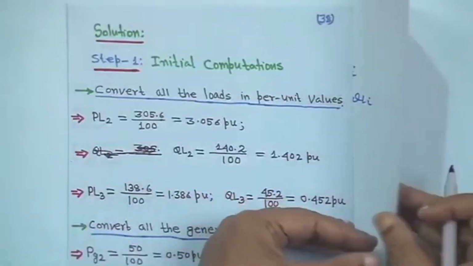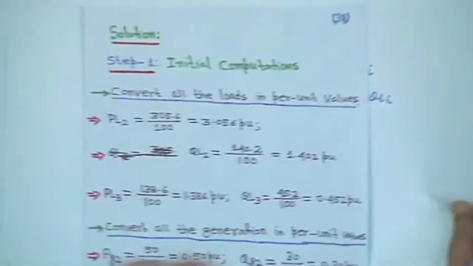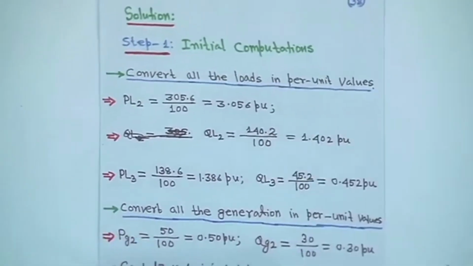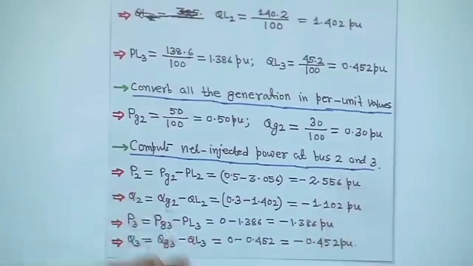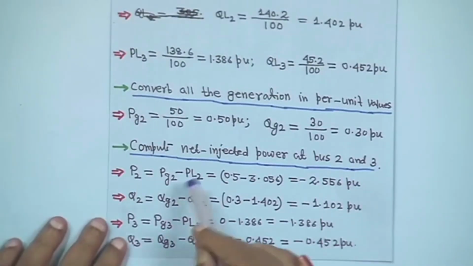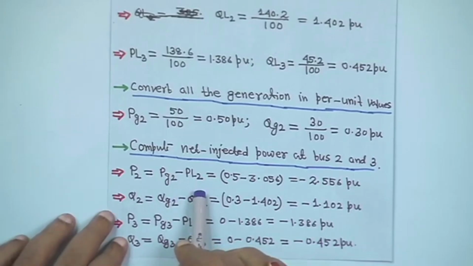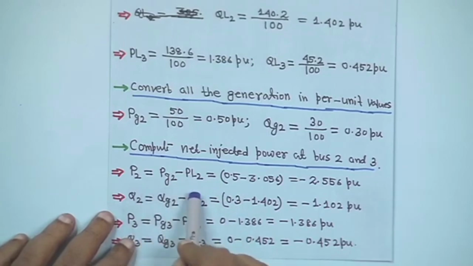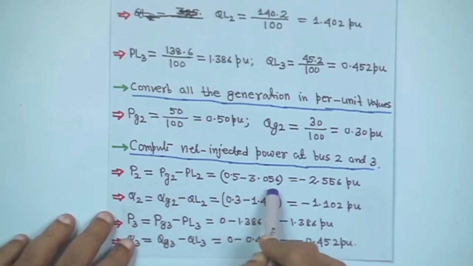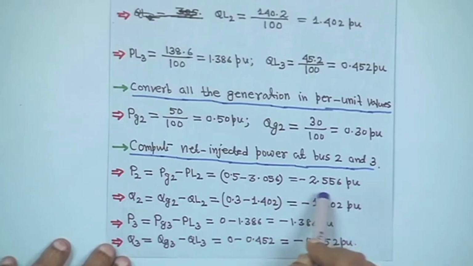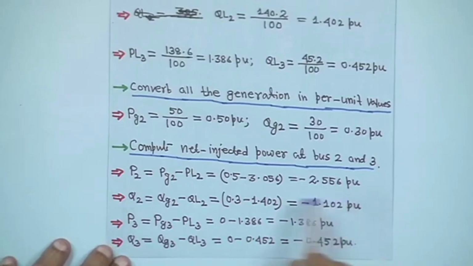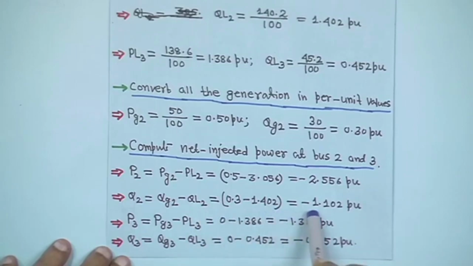Therefore, P2, that is at bus 2, will be Pg2 minus PL2. I told you that Pi is equal to PGi minus PLi. So, P2 is equal to Pg2 minus PL2. So, 0.5 minus 3.056, so it is minus 2.556 per unit. Similarly, Q2 is equal to Qg2 minus QL2. So, 0.3 minus 1.402, so it is minus 1.102 per unit.